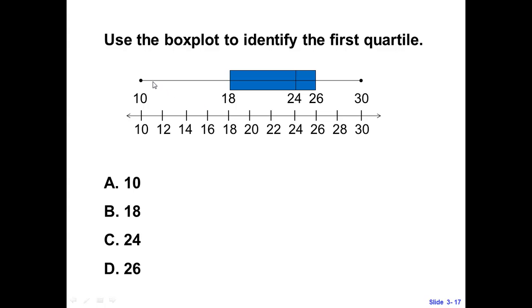And for the last one, the first quartile is 18. If I ask you about the minimum, it is 10. The median or second quartile is 24. The third quartile is 26. The maximum is 30. In this case, I ask you for the first quartile. So the correct answer is 18, B.